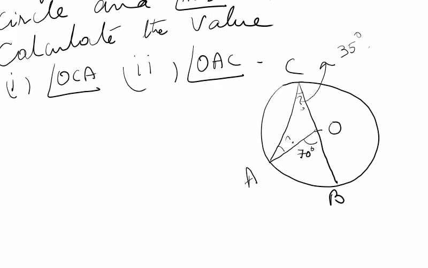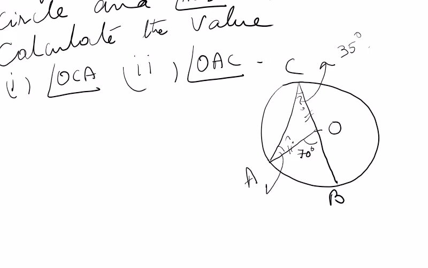So now you have to find the other one, angle OAC. Now again in this triangle, which triangle? OAC. OC is equal to OA because they are radii of the same circle, right? So therefore the angles opposite to equal sides are equal.